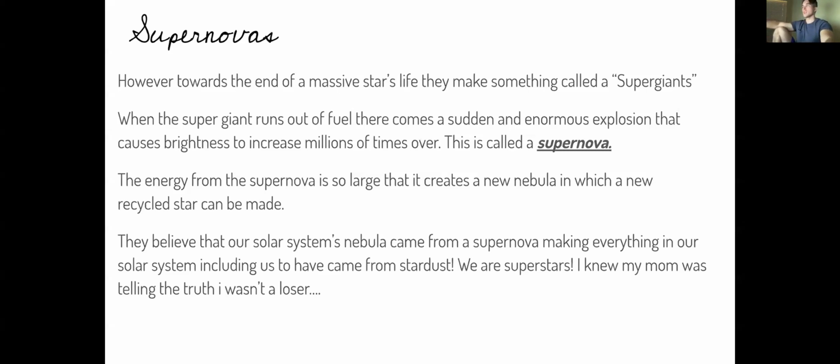Just the first part, the first two sentences. Massive stars make supergiants at the end of their life, and then when they run out of fuel, they go boom. So people think that we were created from a supernova. They think our solar system was made from an old supernova near us. And that's sort of the idea of the Big Bang Theory, that there was just one giant supernova sort of type of thing.